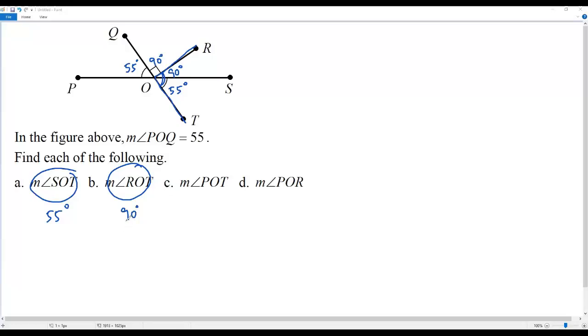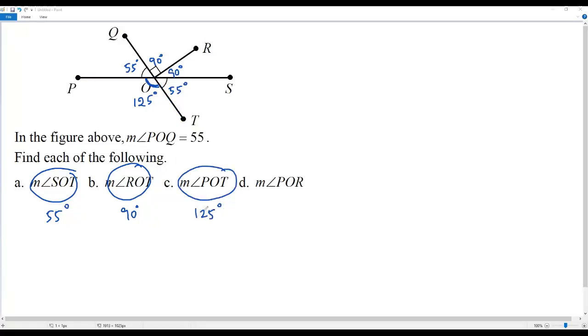Now I have to get the measure of angle POT. Let's find the measure of angle POT. Here we already know that this angle measure is 55. And what is the measure of the angle over here? This is the angle on the straight line PS. So already we know that the angle measure on a straight line is 180 degrees. If this is 55, what must be the angle measure over here? It has to be 125 degrees. So that when I add 125 and 55, I get 180, the measure of the angle on a straight line PS. So the measure of angle POT is 125 degrees.